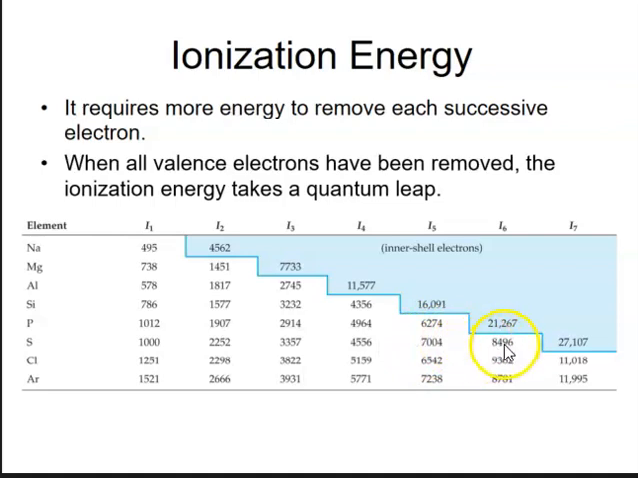Then about 8,500, and that's all the valence electrons. So when you want to take the next one out, it's a core electron, and it's 27,000. So it goes from 8,500 to 27,000. Huge jump. So what's going on here?